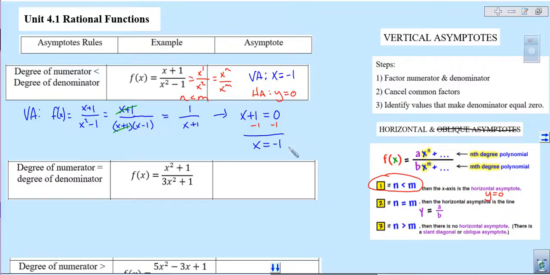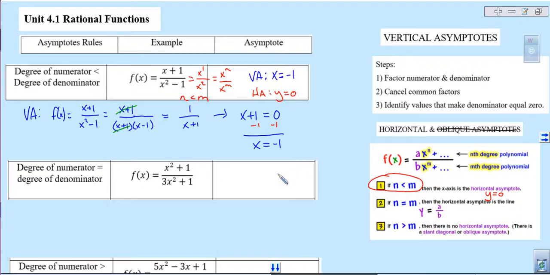That is the place where my graph would be undefined. That is an x value that if I plugged into this function, it would make this function undefined in the denominator. In the numerator, it would make it 0. But we don't really care about that. What we care about is that if we plugged it in the bottom, we would get 1 minus 1, which would be 0.